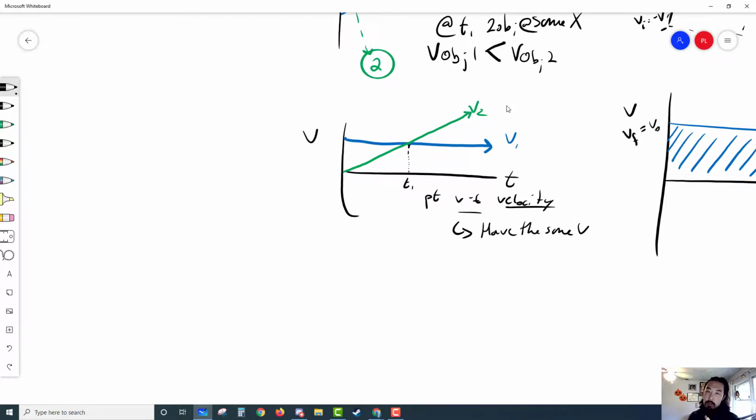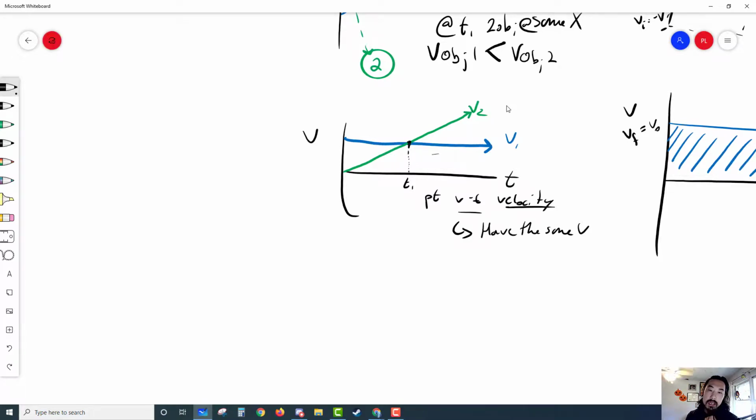The other thing we know, if we look beyond, is that object 2 will go faster than object 1, because the velocity values increase compared to object 1. But we don't know that. We're just looking at that point right there. They have the same velocity.